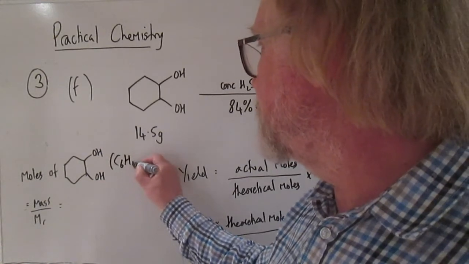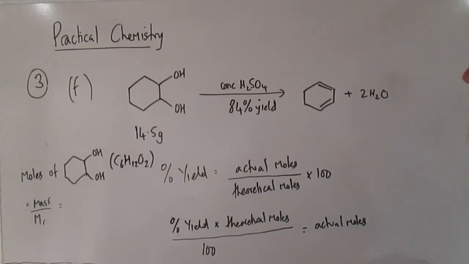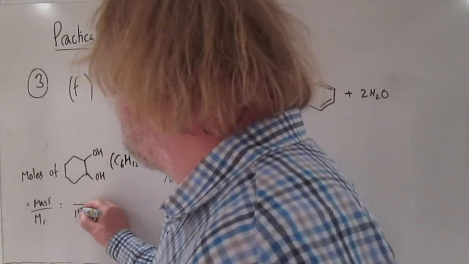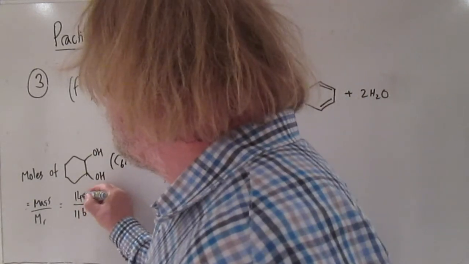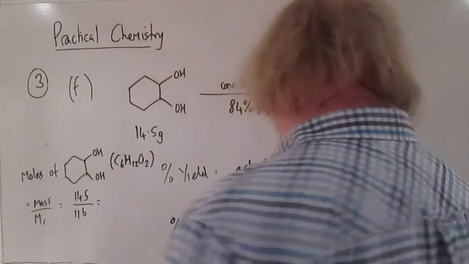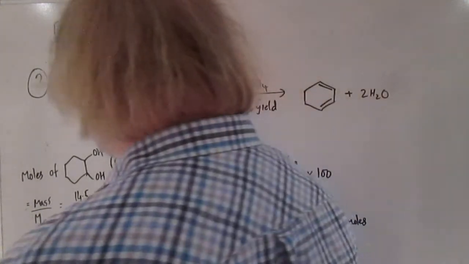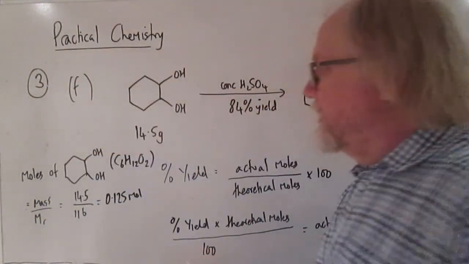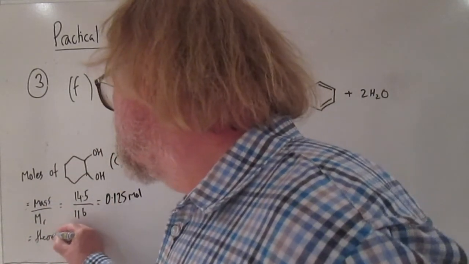So it's C6H12O2, and if you add that lot up, you get 116. So it's our 14.5 grams divided by 116, which comes to 0.125 moles. Okay, so that's the moles of that, and that's equal to our theoretical moles of product.